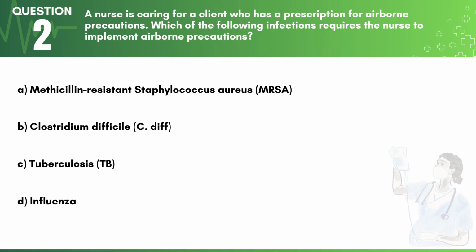Question 2. A nurse is caring for a client who has a prescription for airborne precautions. Which of the following infections requires the nurse to implement airborne precautions? A. Methicillin-resistant Staphylococcus aureus, MRSA. B. Clostridium difficile, C. diff. C. Tuberculosis, TB. D. Influenza.